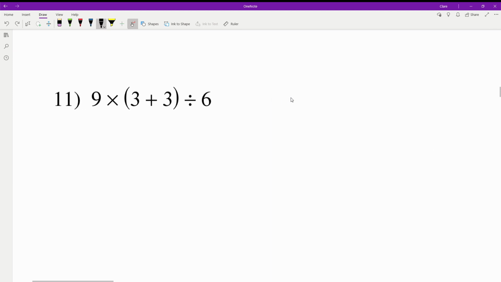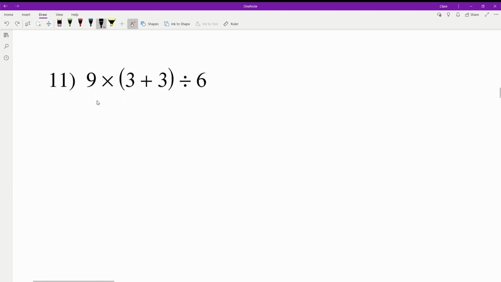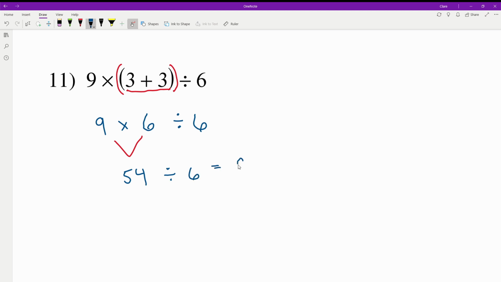Now let's look at number 11. Number 11, we have 9 times (3 plus 3) divided by 6. I have some parentheses, so I'm going to do my parentheses first. 3 plus 3, that's going to equal 6. So now I have 9 times 6 divided by 6. And now for multiplication and division, their order is interchangeable, so we work left to right. So we'll do 9 times 6 first. 9 times 6 is 54, and then we'll divide that by 6 to get 9. 9 is our solution in number 11.